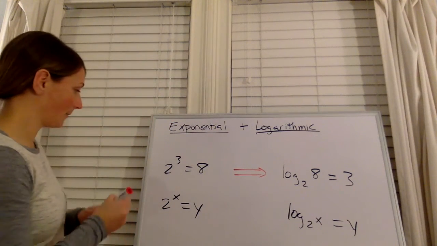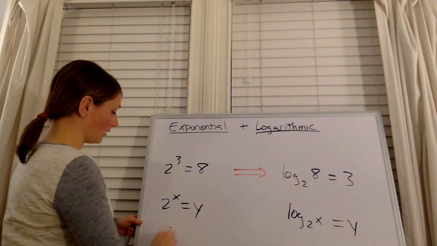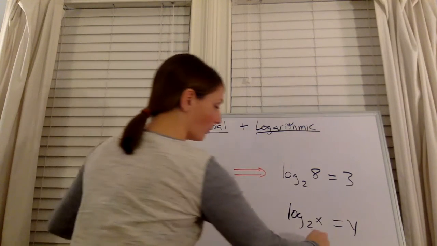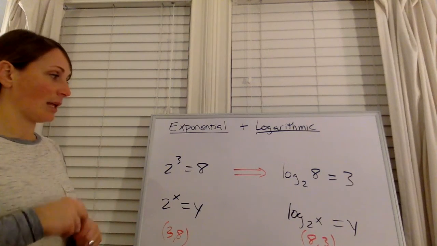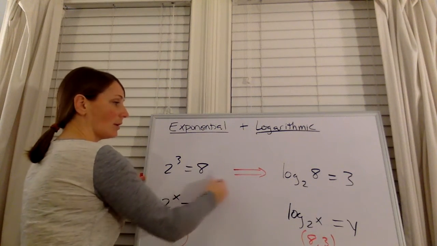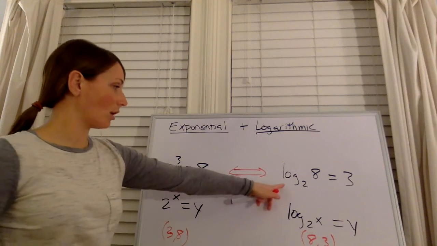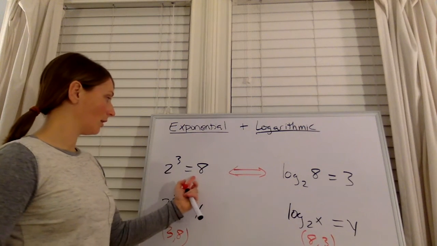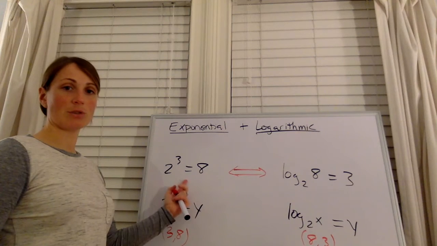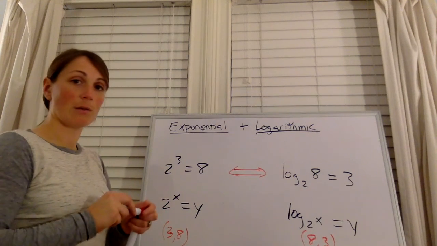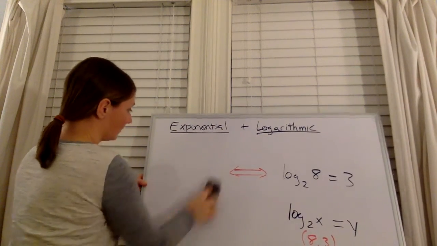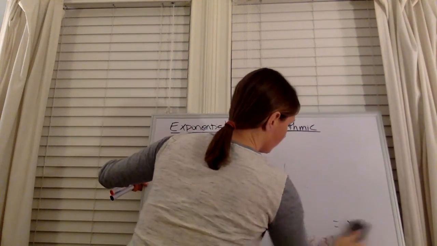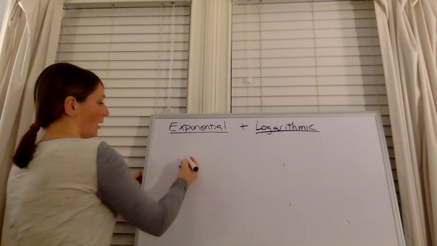This makes sense. So here I've got the point 3, 8. Here I have the point 8, 3. And so that means this property goes both ways. If I have a log statement, I can translate it essentially into an exponential statement of equivalent value. So you practice lots of these in Algebra 2, things like this.